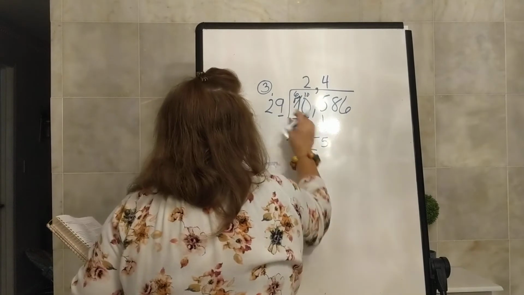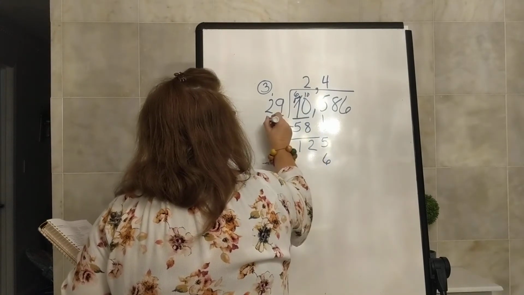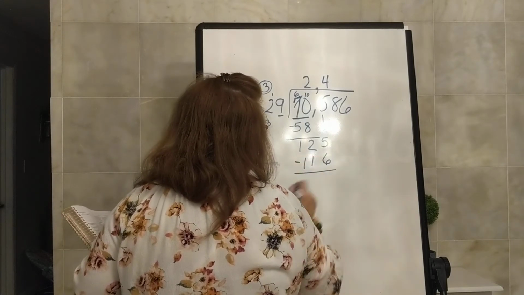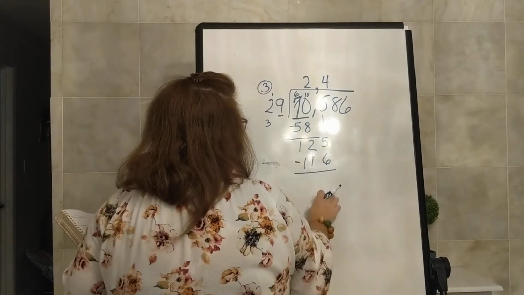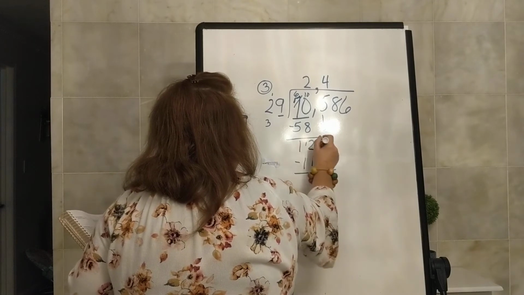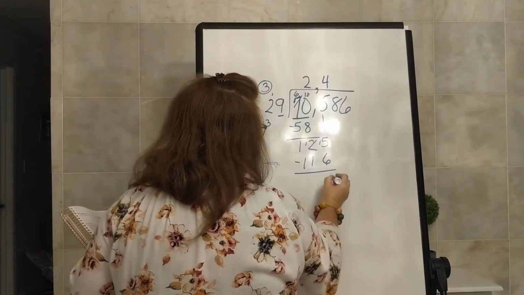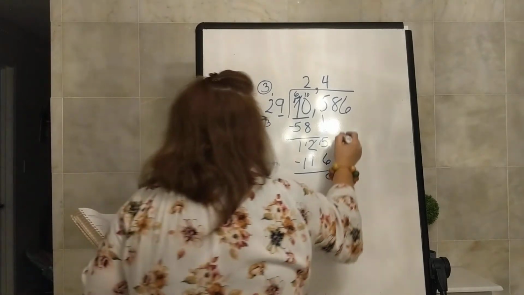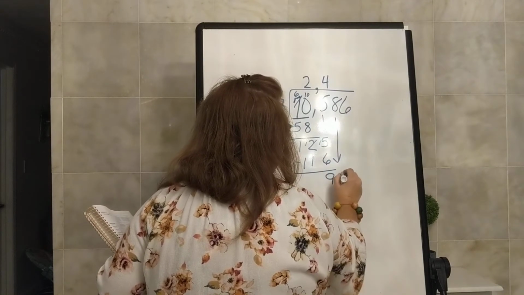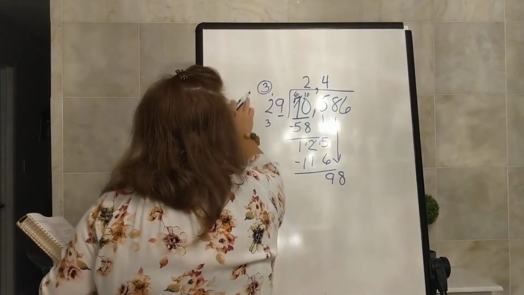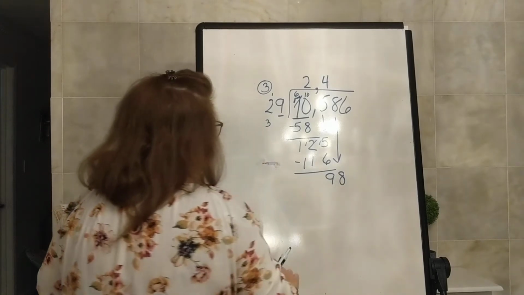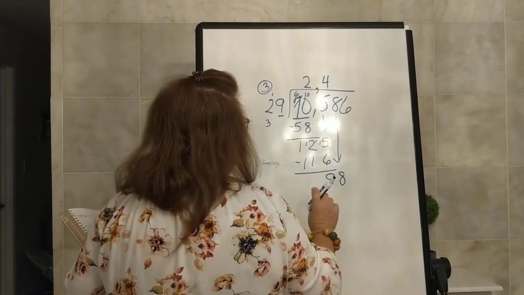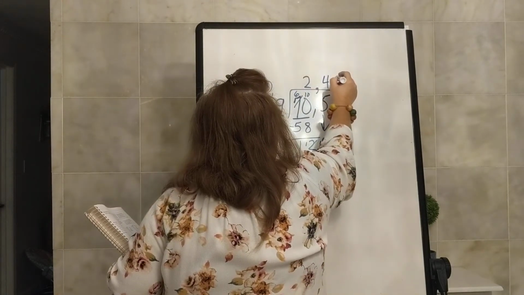Okay, so 9 times 4 is 36. Put 6 down. Carry the 3. 4 times 2 is 8, plus 3 is 11. We subtract. We can't say 5 minus 6. Borrow from our 2, make it a 1. Now we have 15 minus 6. 15 minus 6 is 9. Is 9 smaller than our divisor 29? It is. So we bring down our next digit, which is an 8. How many times can 3 go into 9? Yes, it can go in there 3 times. So we put our 3 above the 8.